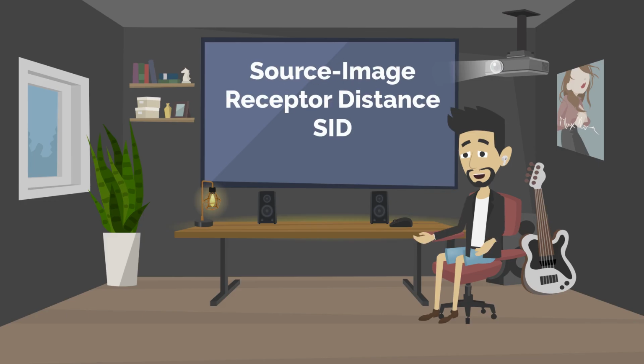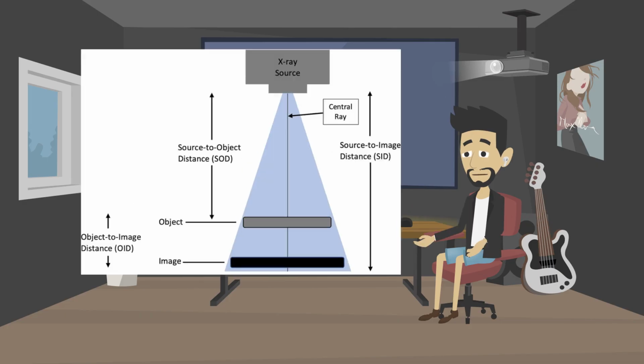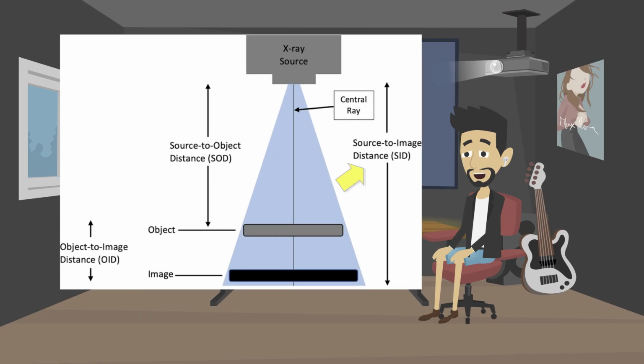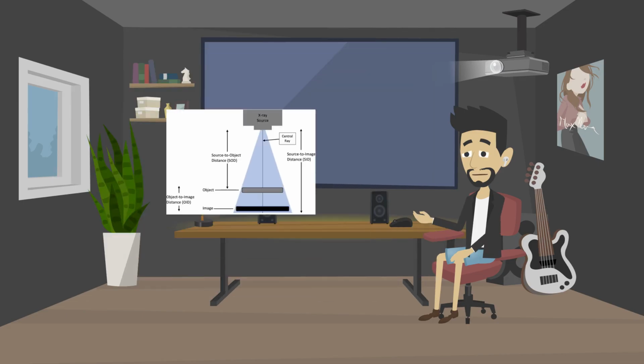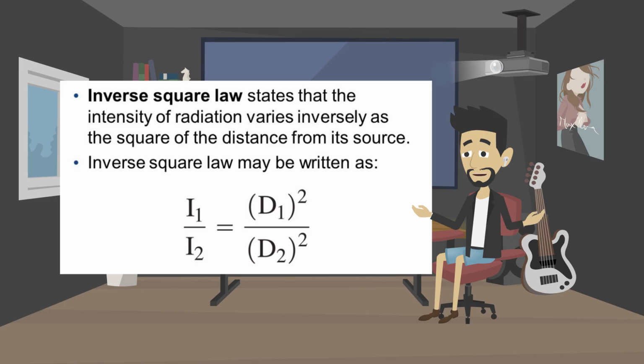The source image receptor distance, SID, is the distance between the tube target and the image receptor. The SID affects the density and intensity of the X-ray beam. The quantity of exposure is inversely proportional to the square of the distance. This brings me to the inverse square law. This law expresses the relationship between the SID and the beam's intensity, which states that intensity is inversely proportional to the square of the distance. The inverse square law is expressed mathematically as a formula where I is the intensity and D is the SID. This may sound confusing.